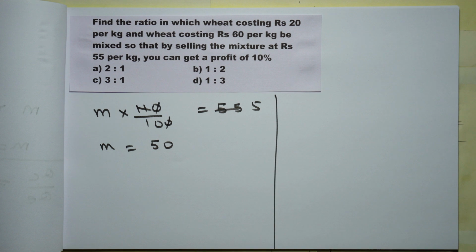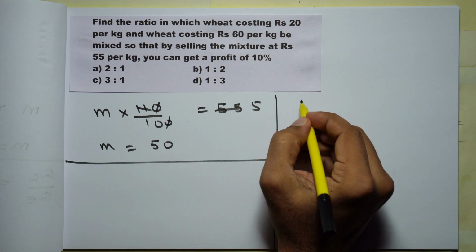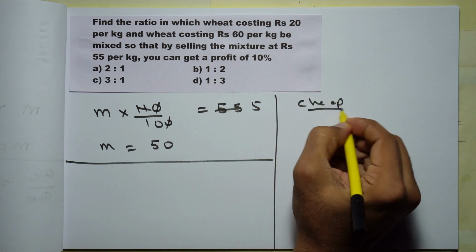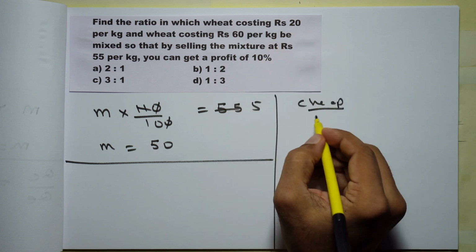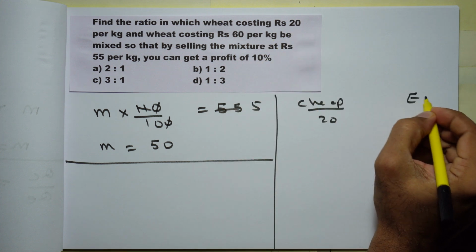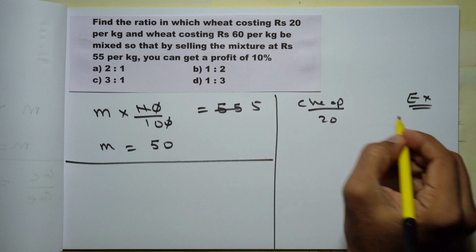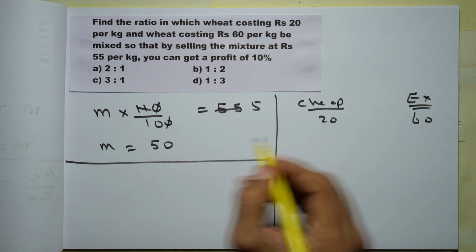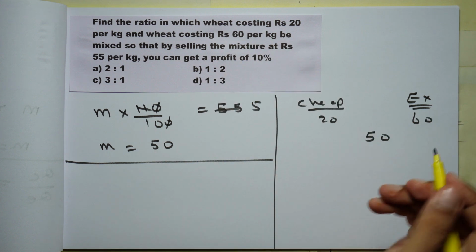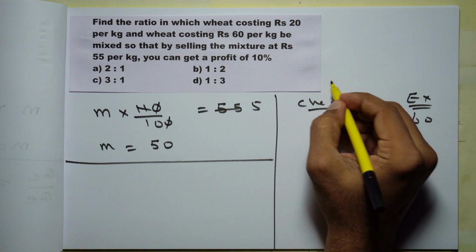So we'll just write down the data here. Now you have a cheap one. Cheap one costs rupees 20 and the expensive one costs rupees 60. And the mean price should be rupees 50. So in what ratio should you mix them?